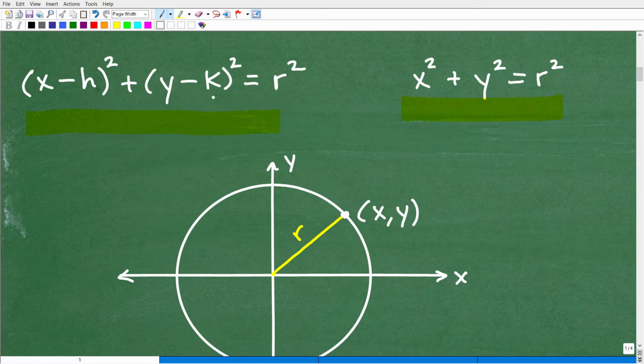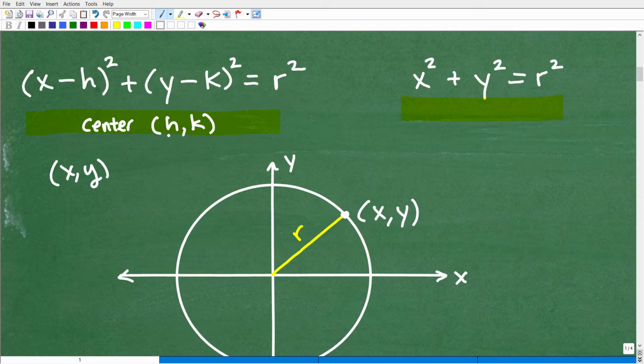Now, this is an equation of a circle where the center of the circle is located at the point (h, k). So like an (x, y) point on an xy graph, this would be the center.